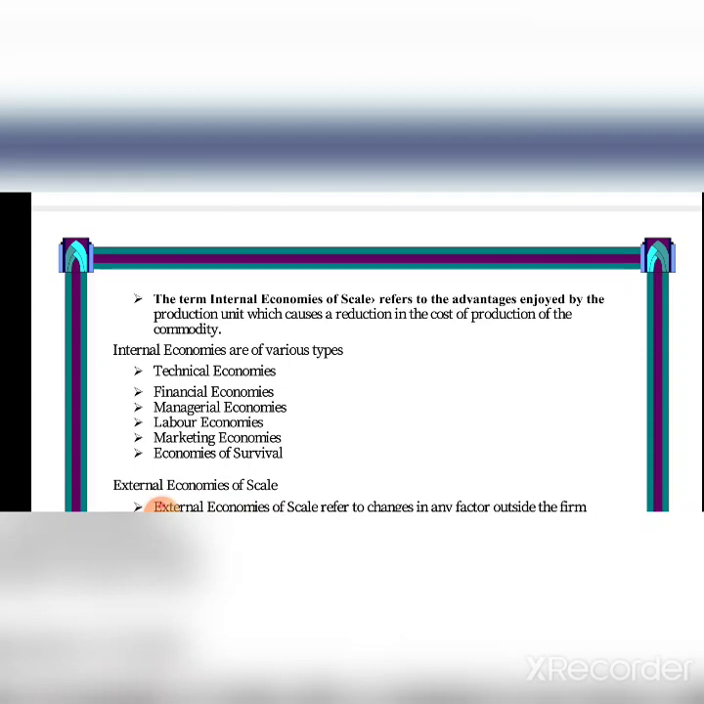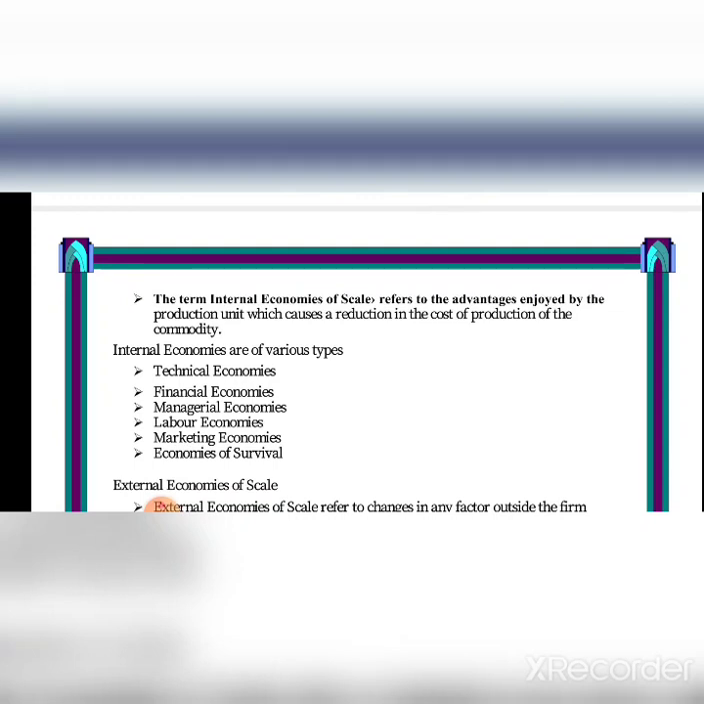Labor economies. All these are going on inside the firm. Technical, financial, managerial are going on inside the firm or industry. Next one, labor economies. Large scale production implies greater and minute division of labor. This leads to specialization which enhances the quality. Managerial economies means large scale production facilitates specialization and delegation, isn't it? The authorities which are given to the people in the organization.